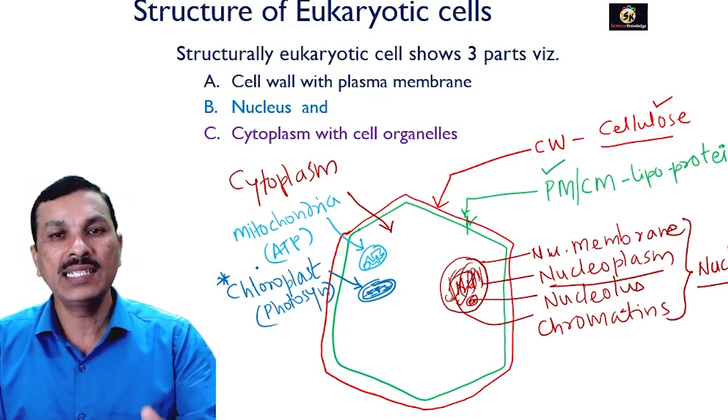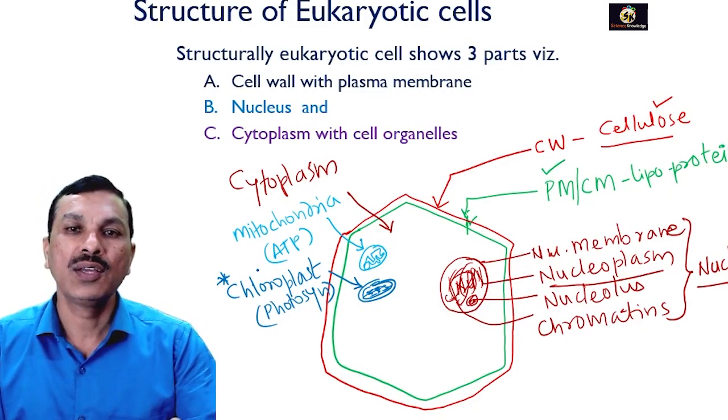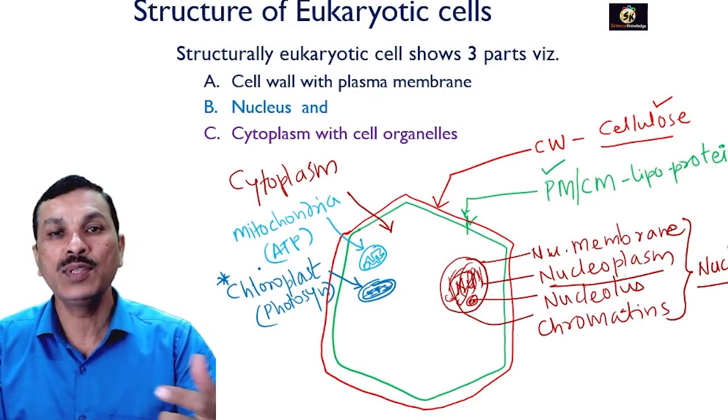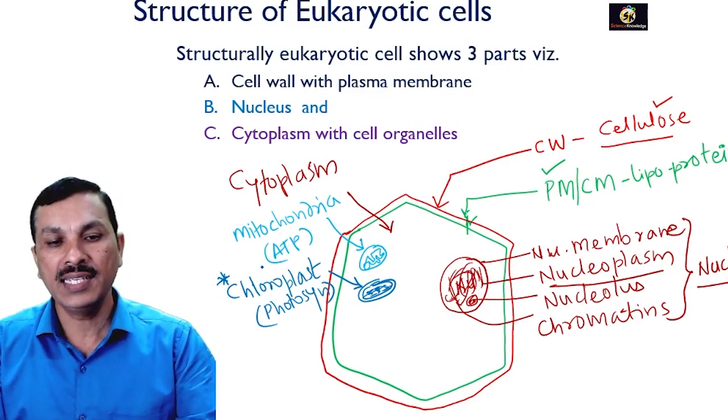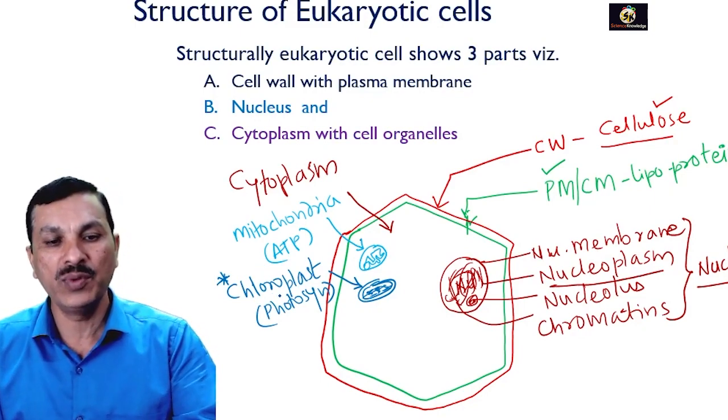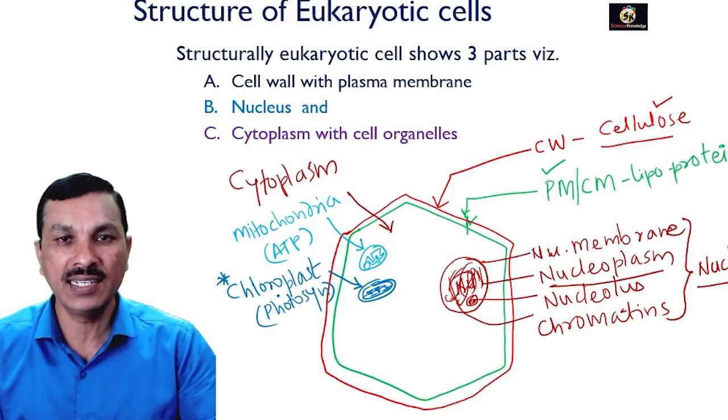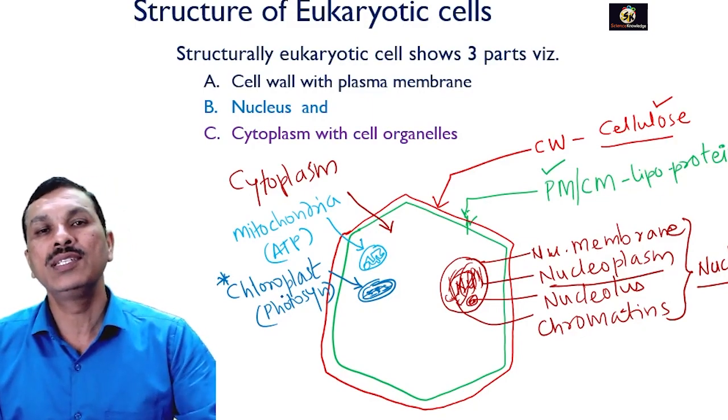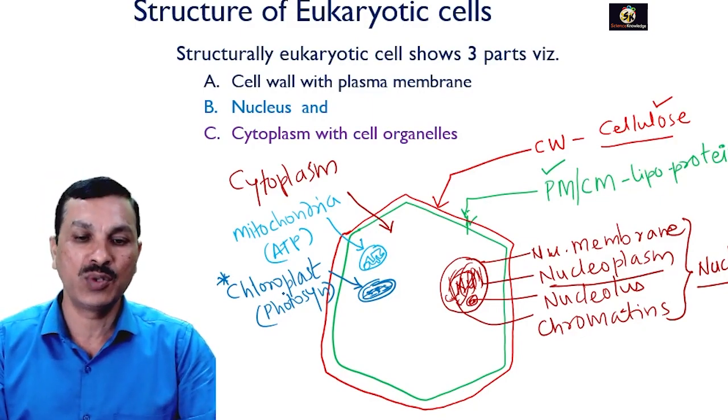These two cell organelles are also semi-autonomous bodies because they have their own DNA. In the next chapter, in the next video, when we discuss these cell organelles in detail, we will see how the genome of mitochondria and chloroplast is organized.